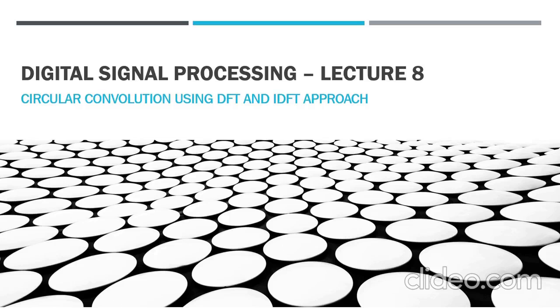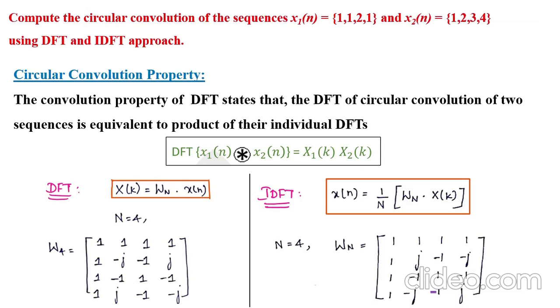This is Sharu. So in this video we'll see a problem on circular convolution using DFT and IDFT approach. The question here is: compute the circular convolution of the sequences x1 of n is equal to 1, 1, 2, 1 and x2 of n is equal to 1, 2, 3, 4 using DFT and IDFT approach.